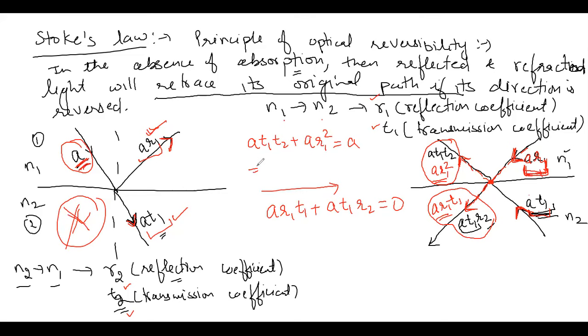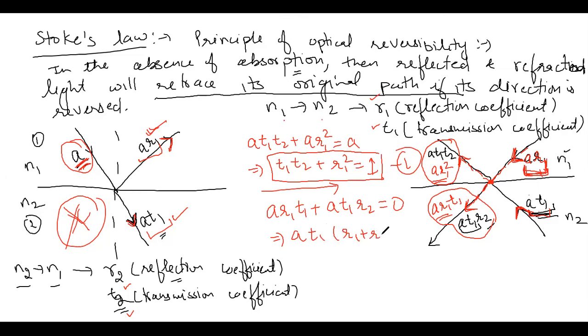Now from here in this expression, A is common here, we can take that out. What you will get is T1 T2 plus R1 square is equal to 1. And let's call that equation 1. In the second case, A is common, T1 is common. R1 plus R2 is equal to 0. That means either this term is equal to 0 or this term is equal to 0. This term cannot be 0. That means this term has to be 0.